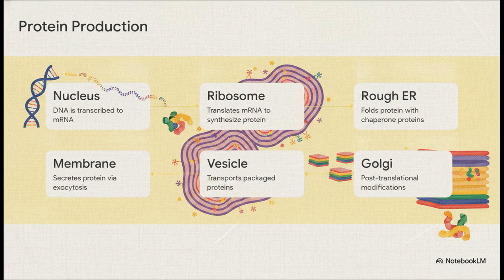Step 2. The ribosome workers read that blueprint and synthesize the protein. Step 3. It enters the rough ER for folding and quality control, helped by chaperone proteins. Step 4. It's sent over to the Golgi for post-translational modifications, like glycosylation. Step 5. It's packed securely into a vesicle. And finally, Step 6. It gets secreted out of the membrane security gate via exocytosis.